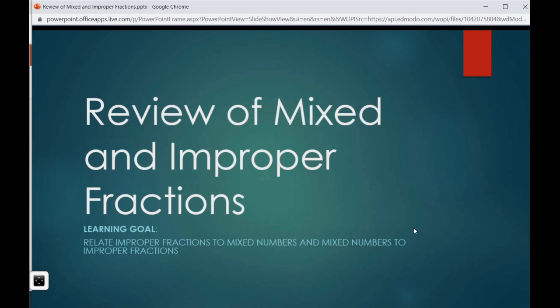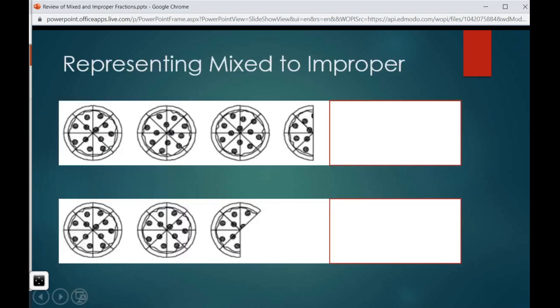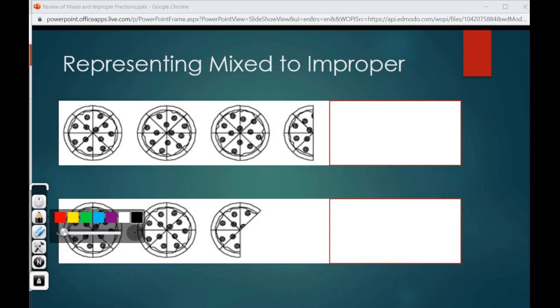What we're going to look at is we're going to review relating improper fractions to mixed numbers and mixed numbers to improper fractions. That's really all we're trying to do, right? How do they relate? This first slide is showing us again that there's different ways to represent an image.